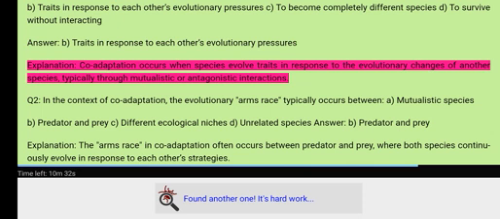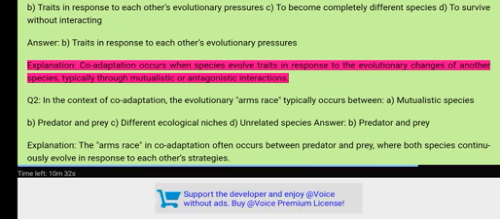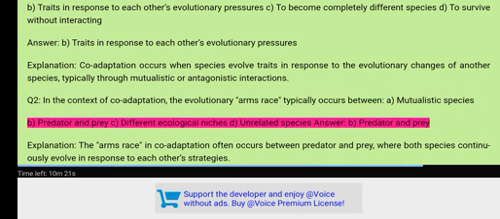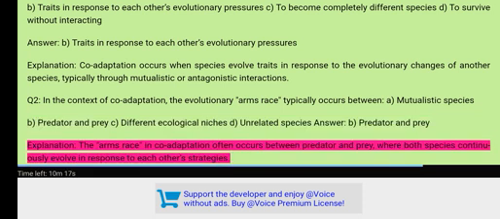Explanation. Co-adaptation occurs when species evolve traits in response to the evolutionary changes of another species, typically through mutualistic or antagonistic interactions. Q2. In the context of co-adaptation, the evolutionary arms race typically occurs between: A. Mutualistic species. B. Predator and prey. C. Different ecological niches. D. Unrelated species. Answer: B. Predator and prey. Explanation. The arms race in co-adaptation often occurs between predator and prey, where both species continuously evolve in response to each other's strategies.